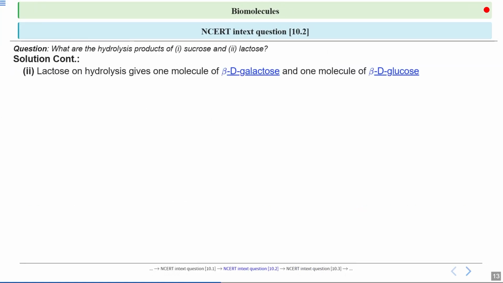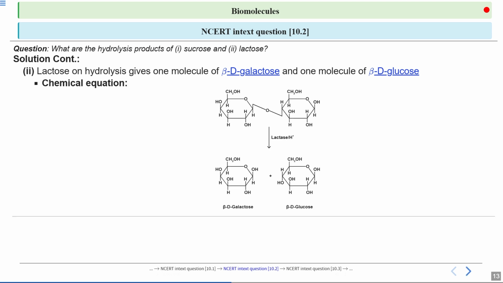Now if we talk about lactose, then lactose is hydrolyzed. It splits into two simpler sugars. One is beta-D-galactose and another one is beta-D-glucose. So if you look at this reaction, this is lactose. In the presence of water and acid, or in the presence of the enzyme lactase, you will see it splits into beta-D-galactose and beta-D-glucose. Each product has the same formula, but a different structure.